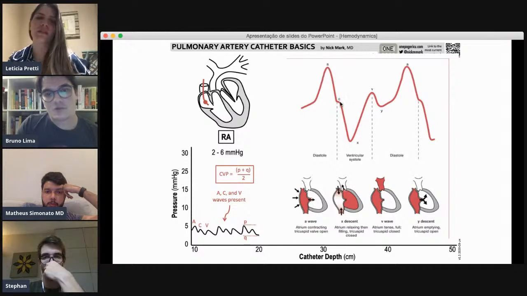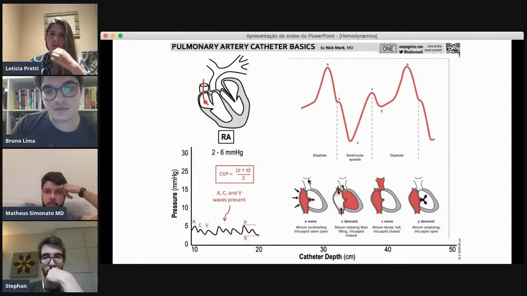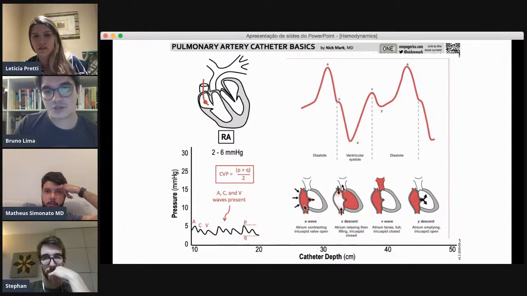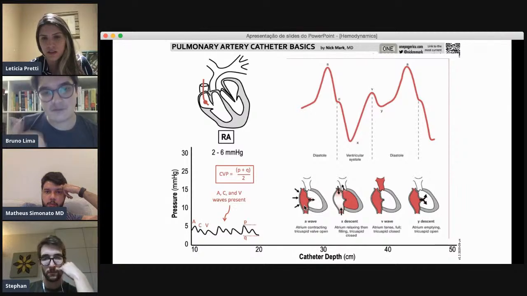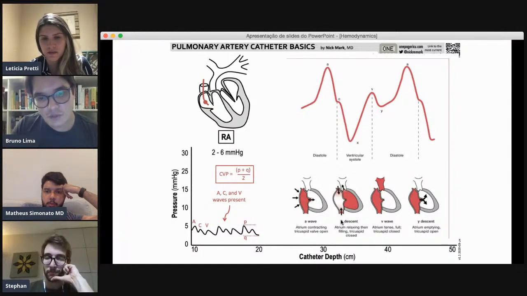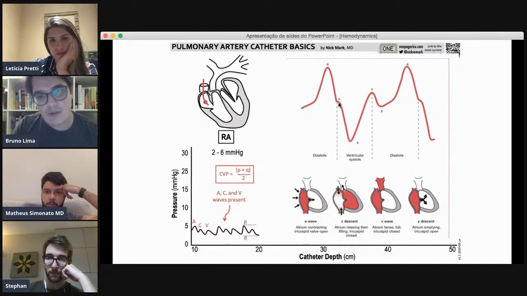But what those waves mean is different phases of atrial contraction. Of course, in a patient in sinus rhythm, right? If a patient has atrial fibrillation, you're not going to see any of these waves. It's going to be more blunted, right? But the A wave, the A is for the atrium, like atrial contraction. Okay, so you see the atrium contracting here, see the A wave.